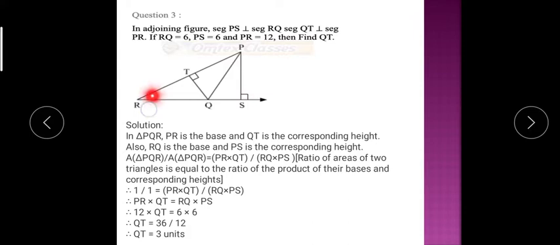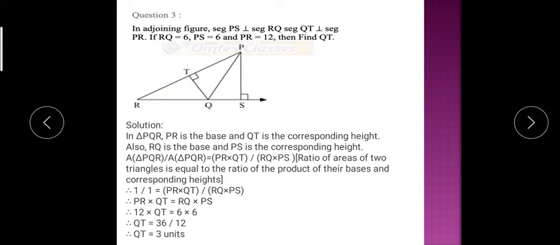Now here we have one triangle but two heights, and we have to find out what is given. RQ is 6, PS is 6, PR is equal to 12, and find the QT. QT is perpendicular to PR. When you are considering the height QT, the base is PR, and when you are considering the height PS, the base is RQ, not RS, because you are considering the triangle PQR, not PRS.